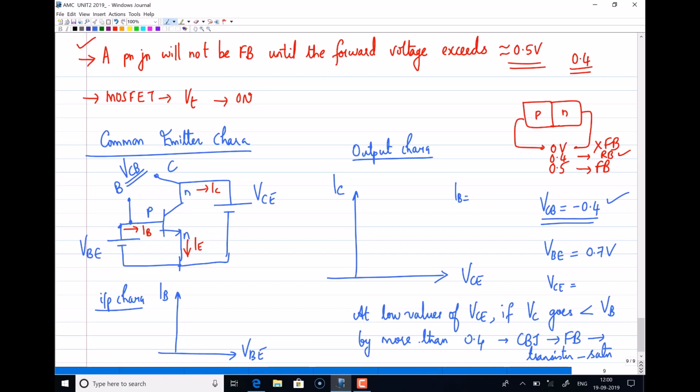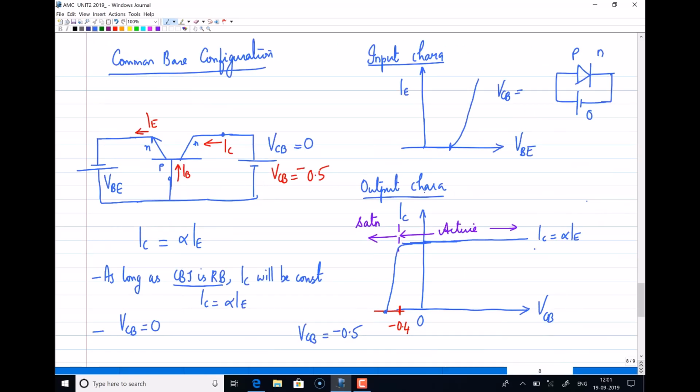Now here in this case, when I consider VB as 0.7, for VC equal to 0.3, your VCB voltage becomes minus 0.4. So for voltages less than VC equal to 0.3, the transistor turns into the saturation region and the current will actually drop. So say if you have a current here, when it reaches 0.3, the current will actually drop to 0.